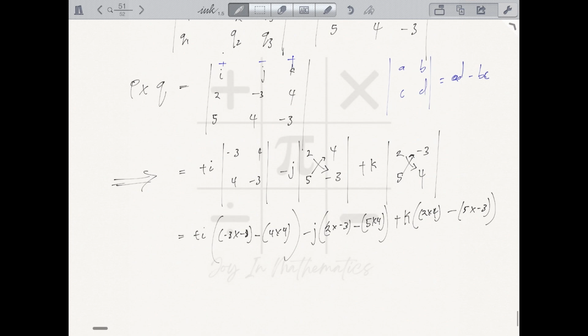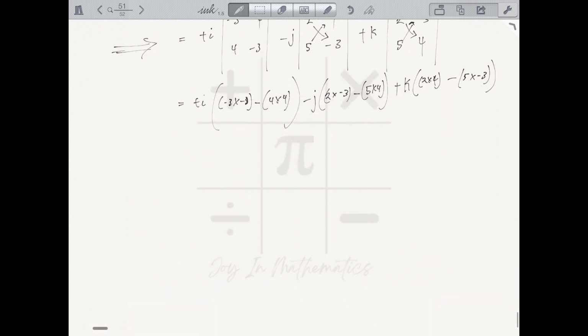Watch more lesson videos on determinants of a 3 by 3 matrix in the matrix playlist. So let's move on. That's positive i, and this will result in 9 minus 8, minus j, and this will result in minus 6 minus 20, and plus k, this will result in 8 minus 15.